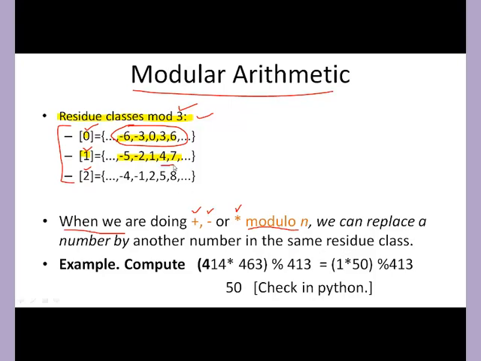Like we are adding 4 and 7. So 4 plus 7 is simply 11. If we are dealing with modulo 3, what happens? 2.